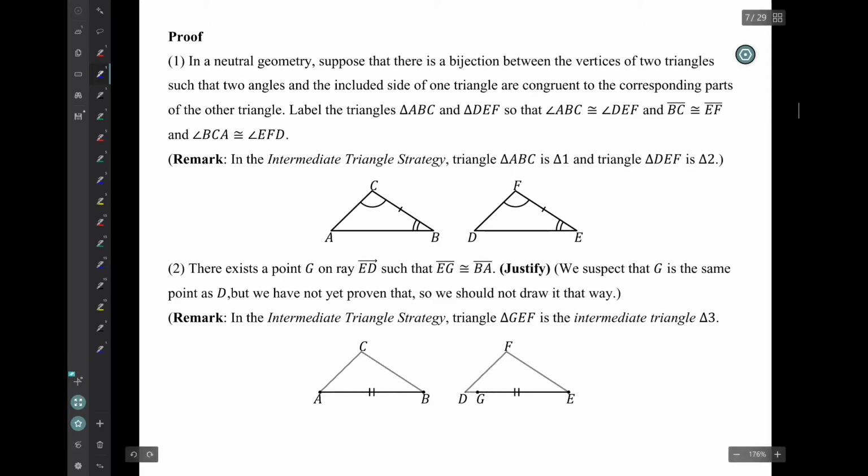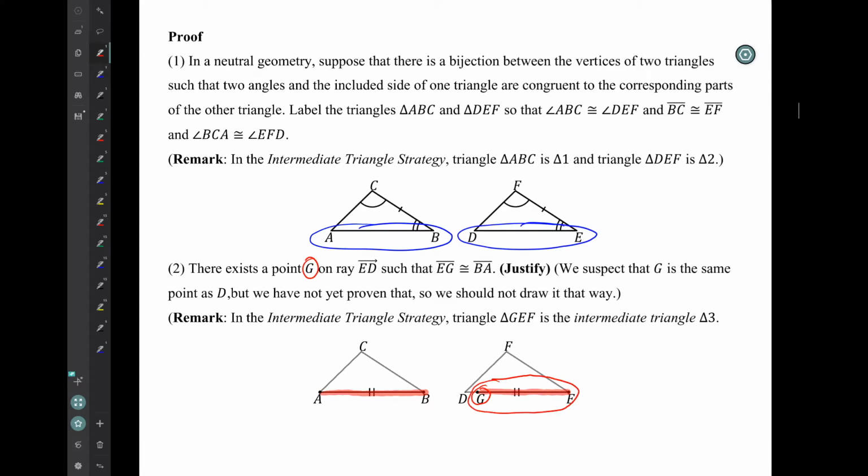Statement 2 says there exists a point G on ray ED such that it creates a segment GE that is congruent to segment AB. Now again, remember, we don't know anything about the relationship between segment AB and segment DE in the original triangles. There was nothing given about that. So we have created this new point that creates a segment that we can say something about. We've created this point G, or we've said that it exists, specifically so that we could say that that red segment, EG, is congruent to that red segment, AB.